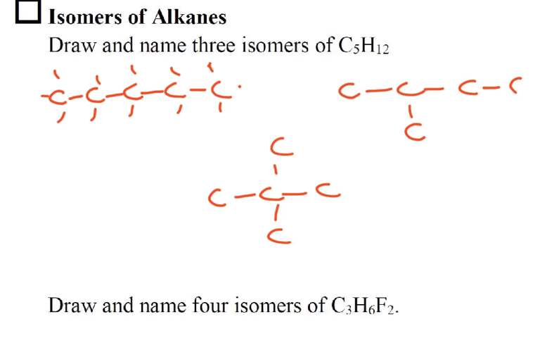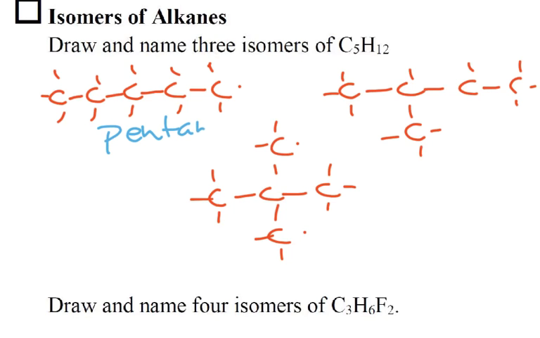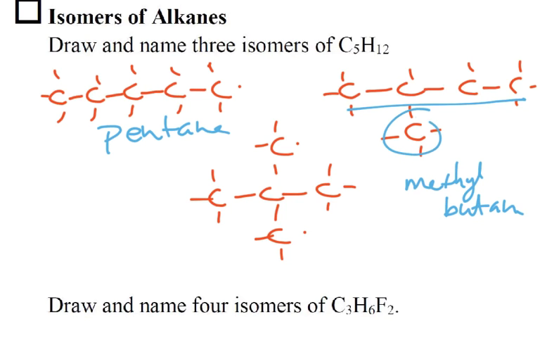So if we go back and put in our hydrogens, remember, our shortcut is just put in the sticks and leave off the H's. Okay, it makes it a little easier to look at. Each of these would be C5H12, but this one here would be called pentane because it's 5 in a row. As we saw before, this one here is 4 in a row, so it's going to be called butane, and there's a methyl on it, so it's called methylbutane. And the methyl is hanging on carbon number 2, so it's going to be called 2-methylbutane.